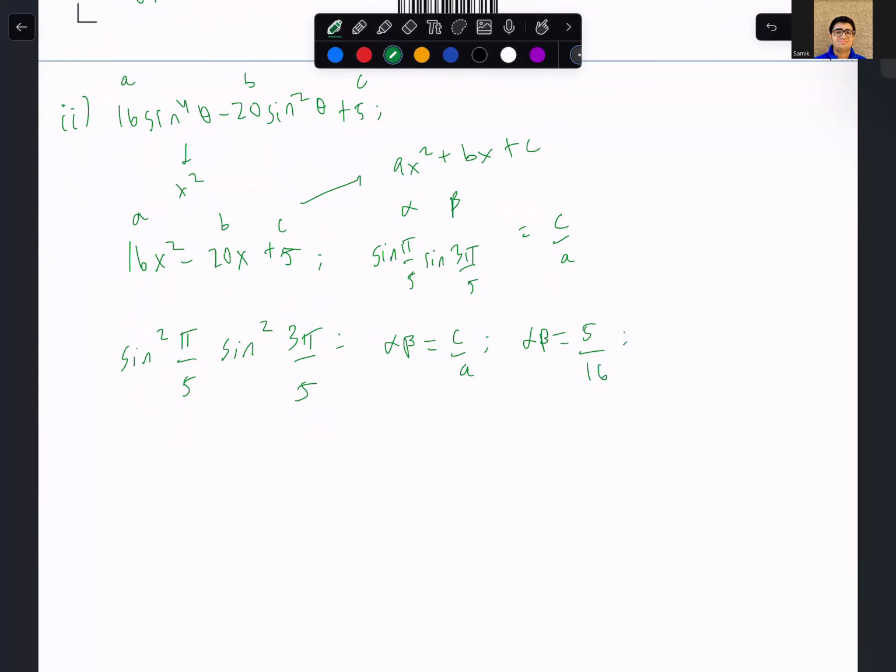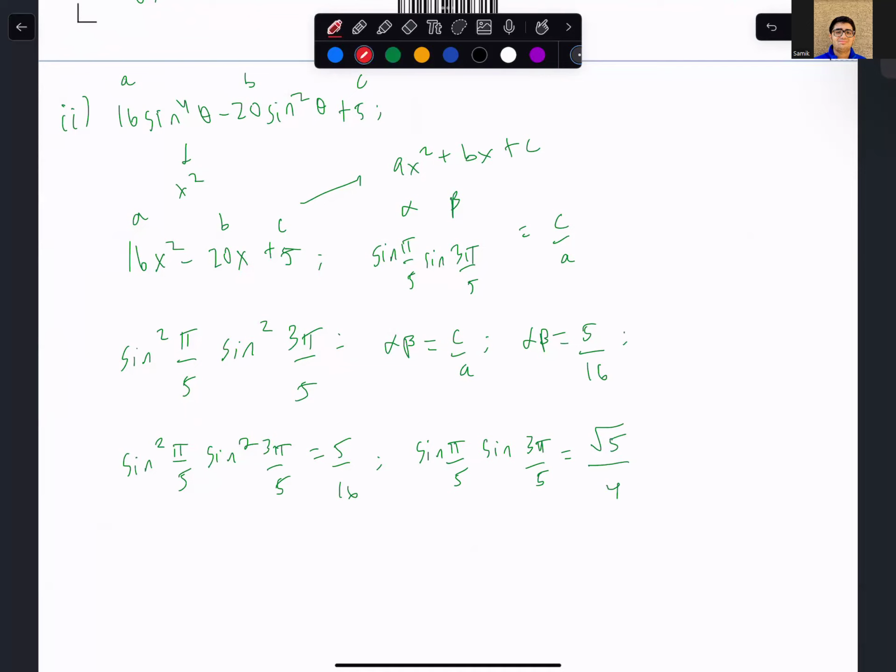So 5 over 16. So now we have found that sine squared pi over 5 times sine squared 3 pi over 5 is equal to 5 over 16. So now sine pi over 5 times sine 3 pi over 5 will simply be equal to square root 5 over 4. So yeah, that's quite a simple question.